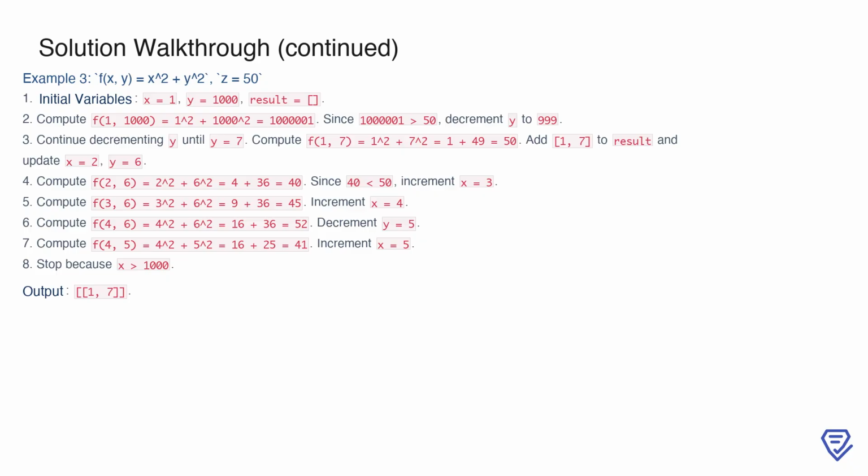Next, with x incremented to 2 and y at 6, f(2, 6) equals 40, which is less than 50. To increase the value, we increment x to 3. Here, f(3, 6) equals 45, so we increment x again to 4. When f(4, 6) exceeds 50 at 52, we decrement y to 5. This process continues, but no other pairs satisfy the condition before x exceeds 1000. The final output is [1, 7].